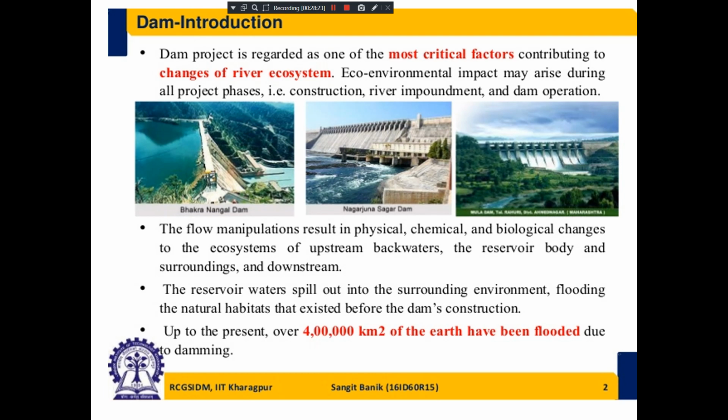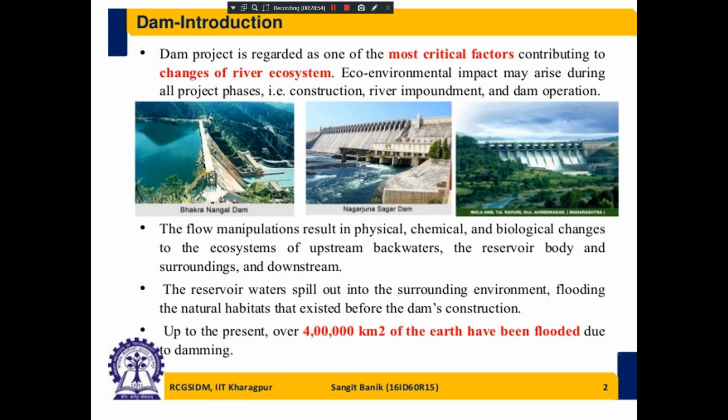So here, one of the most critical factors is the change of the river system. Many times we think that rivers are nothing but water channels. Remember, rivers are not water channels. They are the lifeline of civilization. So if you construct a dam and change the river course, a lot of ecological disaster happens.